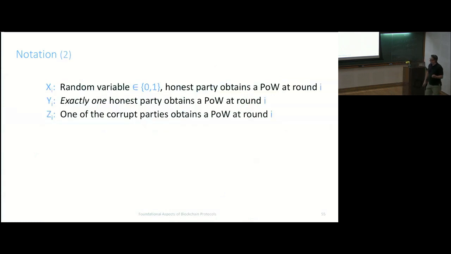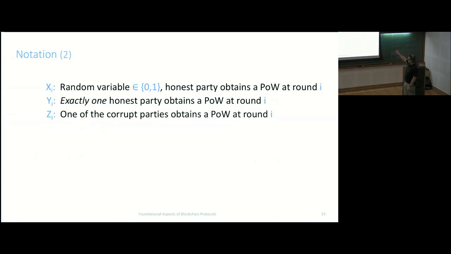Okay, so we're talking about these random trials, right? Just trying to solve a proof of work. Modeling it as a random oracle is going to be a random thing, so I can talk about random variables. We have these random variables. So X is for the good guys. This should represent that in round i, some honest party obtains a proof of work, gets lucky.